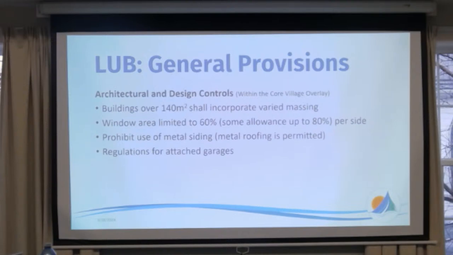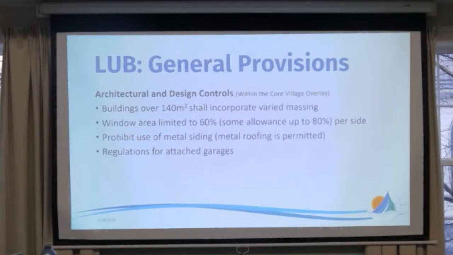It could be a porch, or different wings of the building, or other kind of architectural features. So basically, it can't just be one big blank box or blank wall. That exists today, and staff and also the FBM report felt that that was working well, so we just carried that forward. We are proposing a new limit to the window area, and this is on a per side or a per wall basis.